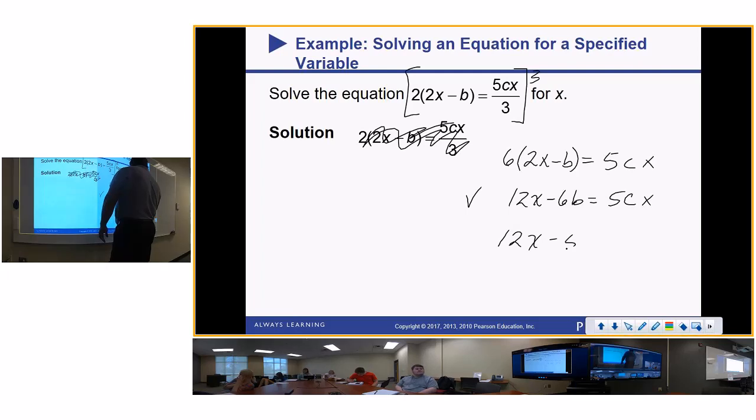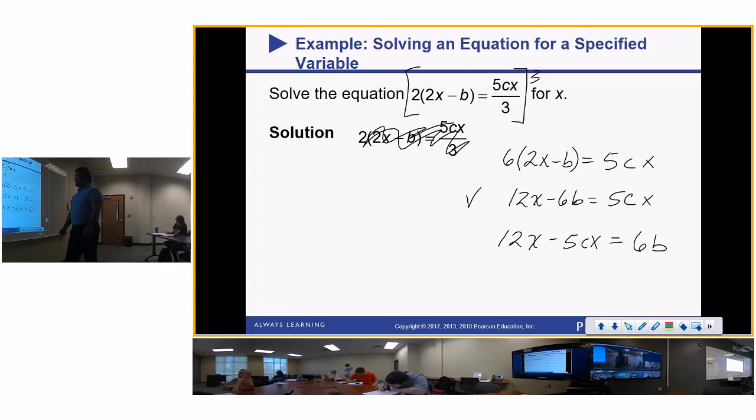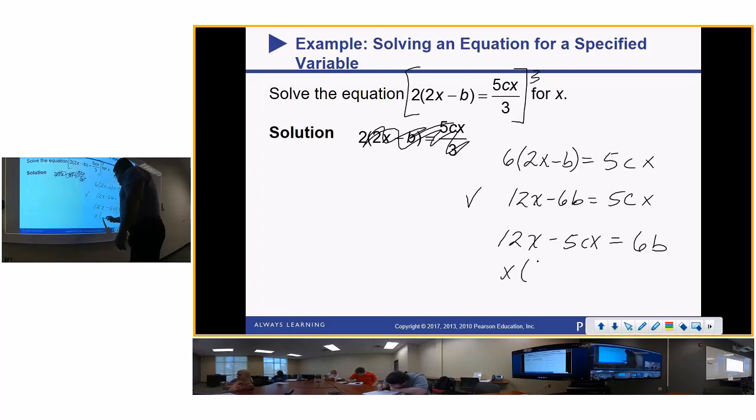12x minus 5cx is equal to, and I'm going to bring that 6b, it doesn't have an x in it, so I'm going to bring the 6b across the river. Positive. And then x factored out. And then x divided by that big block, 6b over 12 minus 5c.